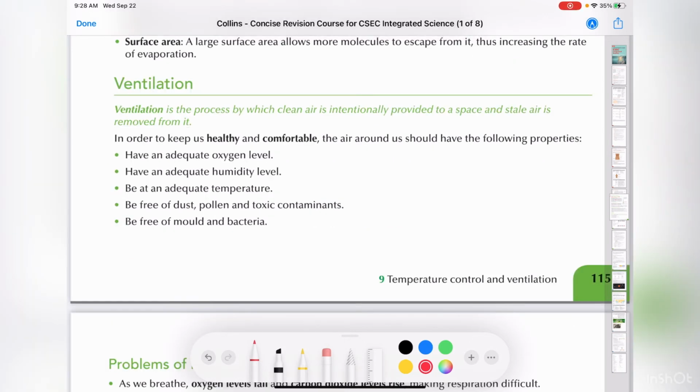So the last part that we will be doing today is ventilation. Ventilation is the process by which clean air is intentionally provided to a space and stale air is removed from it. In order to keep us healthy and comfortable, the air around us should have the following properties. We should have an adequate oxygen level, adequate humidity level, be at an adequate temperature, be free of dust, pollen and toxic contaminants, and be free of mold and bacteria.